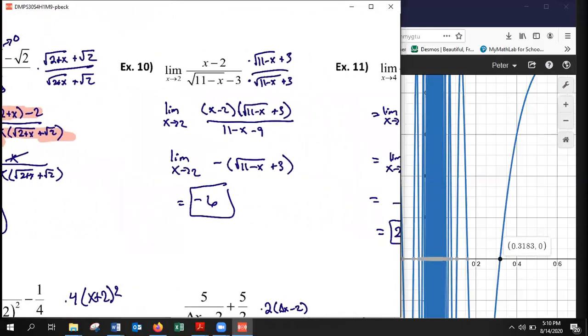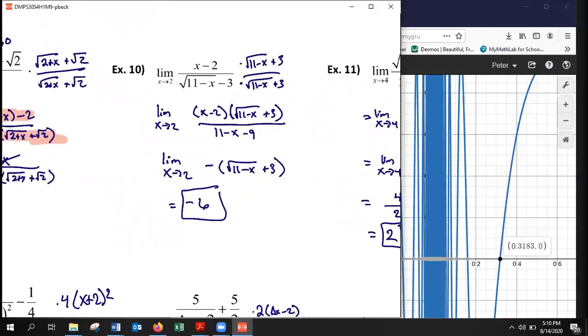On example 10, in this case, the numerator is not going to be simplified. It's the denominator that ends up being rationalized, and we rationalize the denominator by multiplying by the conjugate. And so this is multiplied out. Numerator, again, not simplified. And then when we reduce, that x minus 2 ends up factoring out with a negative, because the numerator is x minus 2, the denominator is 2 minus x. That simplifies to a negative 1. And then we plug in 2 and we get negative 6.